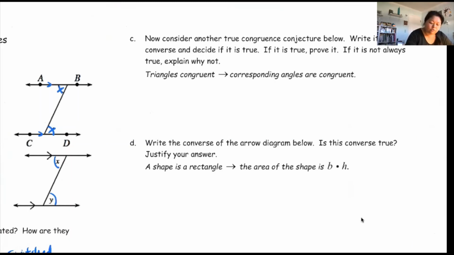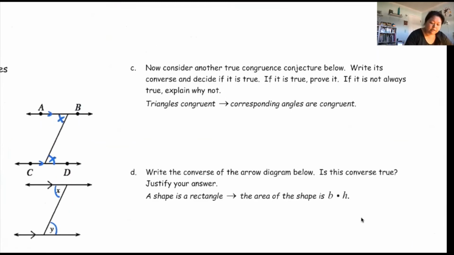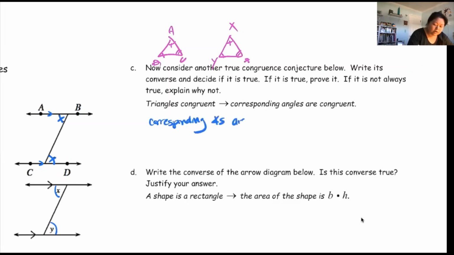So again, you can draw a picture for yourself. I'm gonna use the space up here. I'm saying, hey, A, B, C, and X, Y, Z. So if they're congruent, then the corresponding angles are congruent. Okay, we know that that's true. Now let's talk about converse. Let's switch it out. So we're saying if the corresponding angles are congruent, then triangles are congruent.